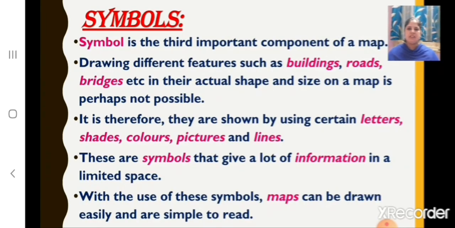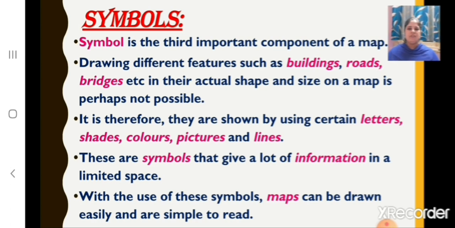Children, now let us revise symbols. Symbol is the third important component of a map. Drawing different features such as buildings, roads, bridges, etc. in their actual shape and size on a map is perhaps not possible. That means you cannot draw the buildings and the roads on a map. It is therefore that they are shown by using certain letters, shades, colors, pictures and lines.